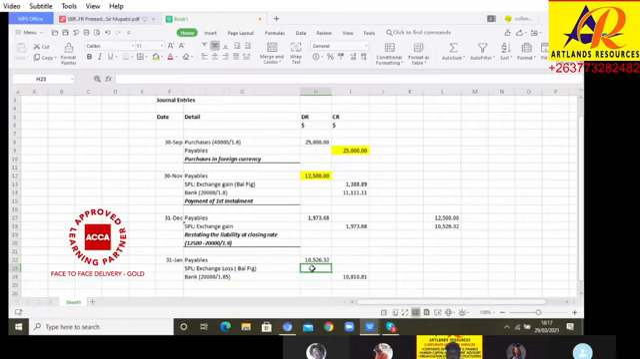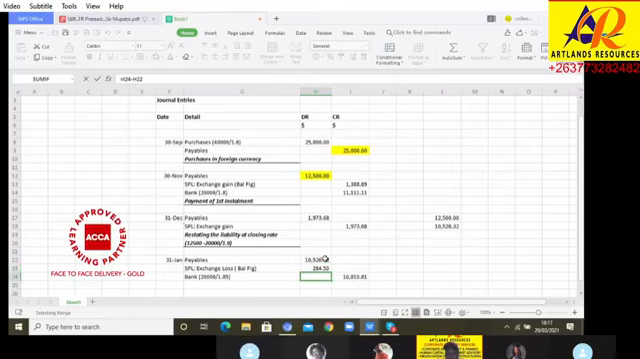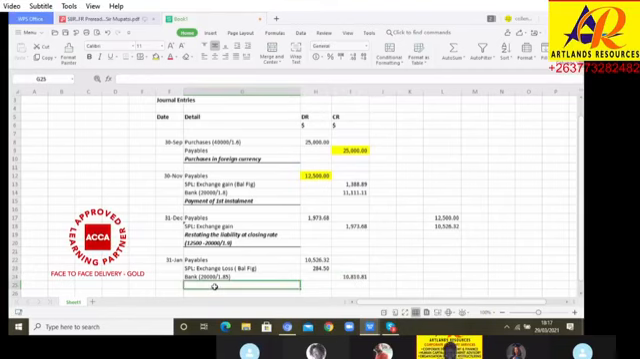You need to have your journal. So you can see that if it's a loss, it's a debit to profit or loss. If it's a gain, it's a credit to profit or loss. And the narration is payment of final installment.